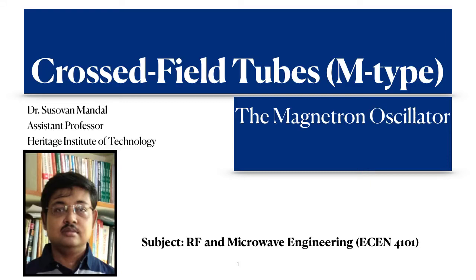As I have discussed in my previous lectures, the klystron amplifier and klystron oscillators fell in the category of linear beam tubes. Here I am going to discuss another way to design microwave oscillators, which is based on magnetrons, and these magnetrons fall under the category of cross-field tubes, which are also called M types.